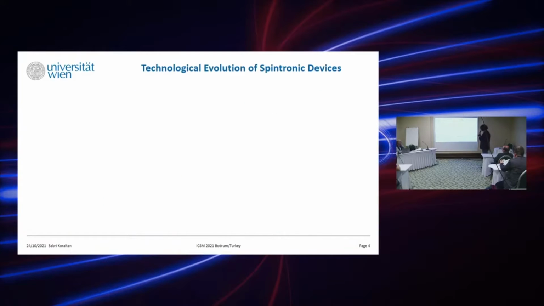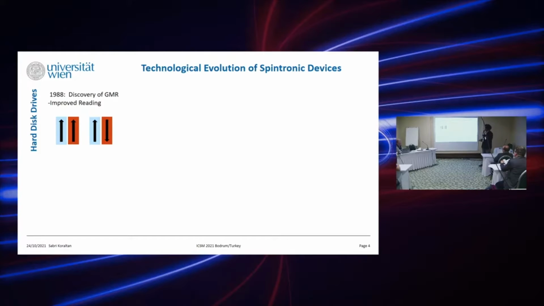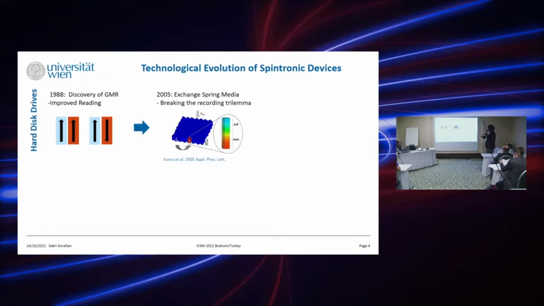First of all, about the technological evolution of the spintronic devices. As we know, we right now need hard disk drives to store our data, and it gained a lot of momentum in 1988 with the discovery of GMR, which improved the reading of the magnetic bits. And in 2005, when exchange spring media was proposed, the storage areal density increased, and the recording trilemma was broken, such that we were able to store more data in a very small space or area.